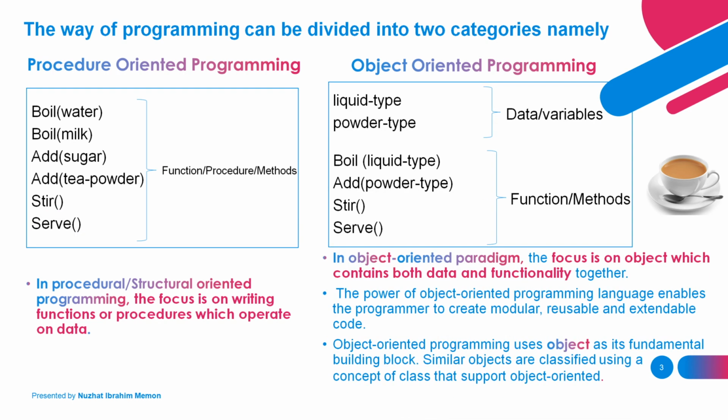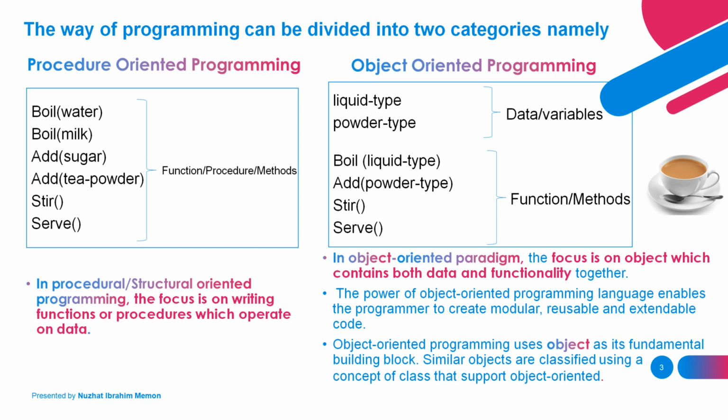In the object-oriented paradigm, the focus is on objects, which contain both data and functionality together. It means in object-oriented programming, we combine a group of related variables and functions into a unit, and that unit we call an object. Here, in object-oriented programming, objects play a vital role.